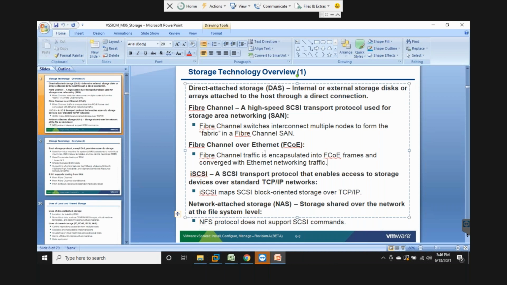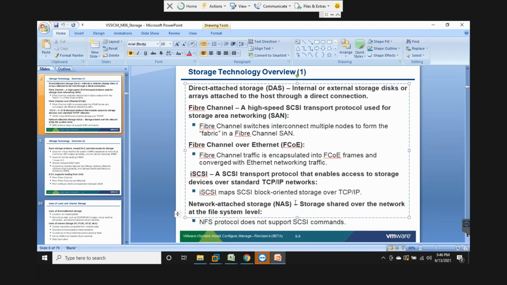Let's discuss the SCSI protocol. A protocol wherein you are using the IP address to access your storage device, that is called iSCSI. We will discuss iSCSI in detail.